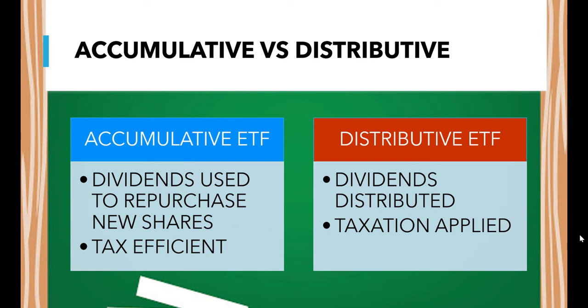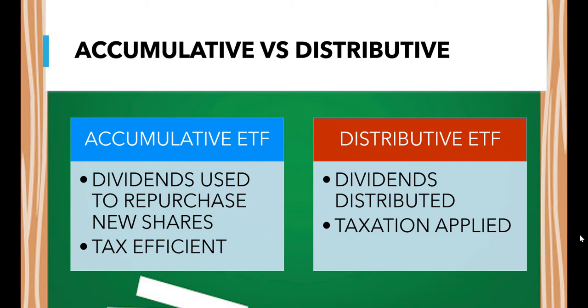So it's very important that you decide which kind of strategy you want to take when you buy an ETF that gives dividends, because you have either an accumulative type or a distributive type. In the accumulative type, the dividend that the ETF pays to you is directly used to repurchase new shares. So the dividend is never really deposited in your account, it's just used to buy new shares.